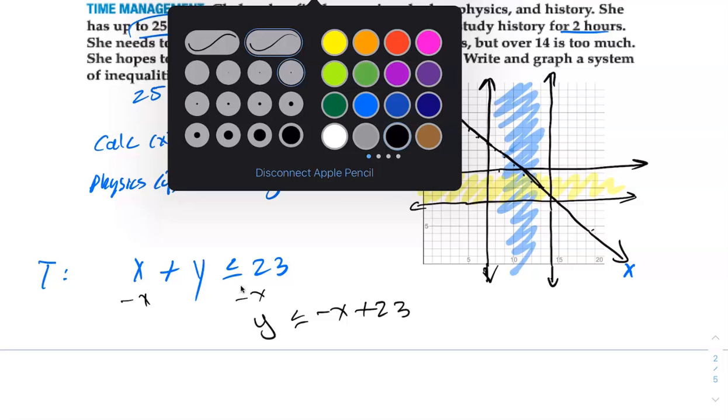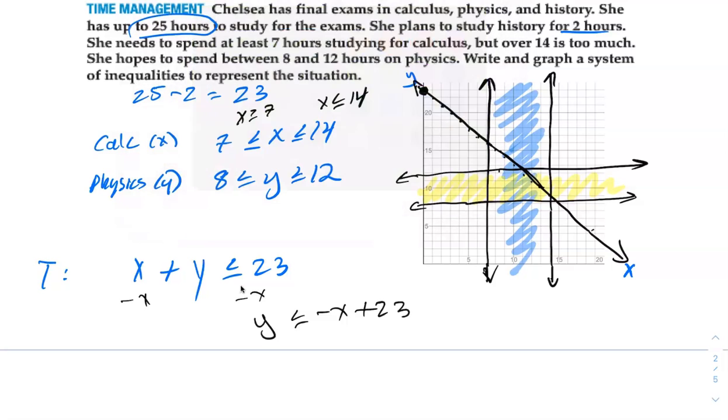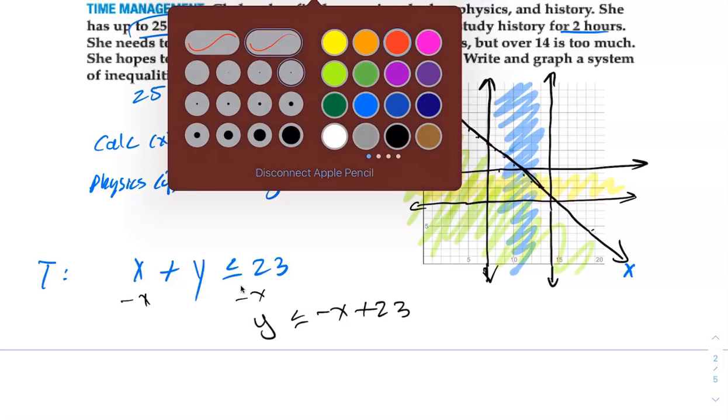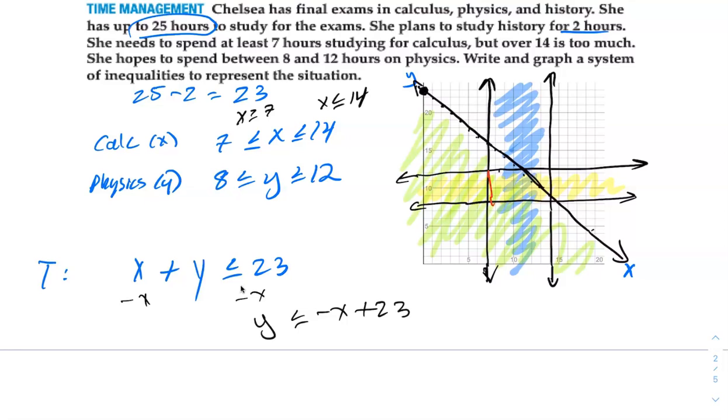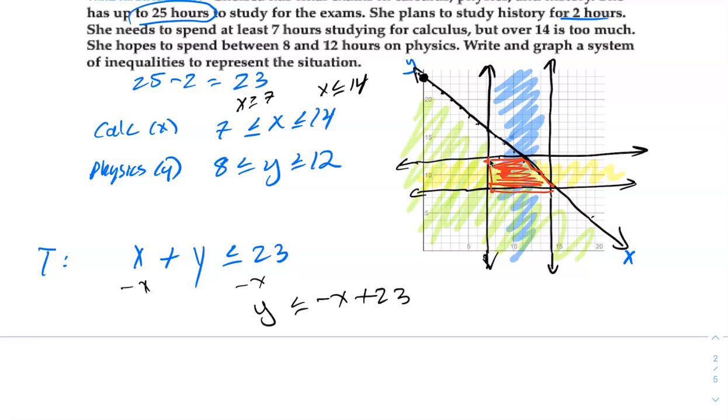So if I was to shade, it'd be anything below that line. So our answer is this little box right here. Anything in that box is a proper answer. If I ask you for what's one thing she could do, like what's an example, just pick a point there. So like that point there is 9, 10. She could spend 9 hours in calc and 10 hours in physics. Right, just different examples of what she could do to fill her schedule. Anyway, that's the video.